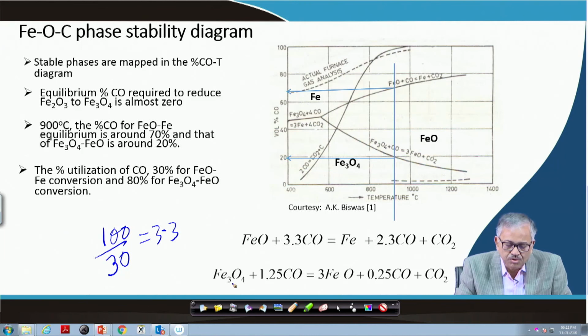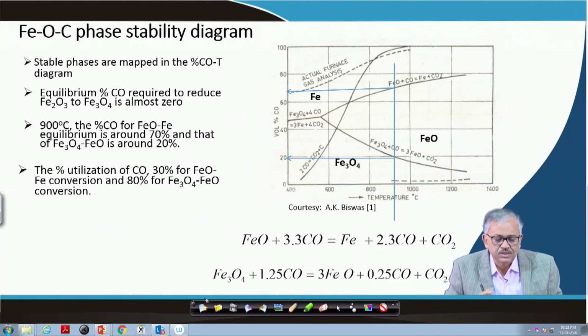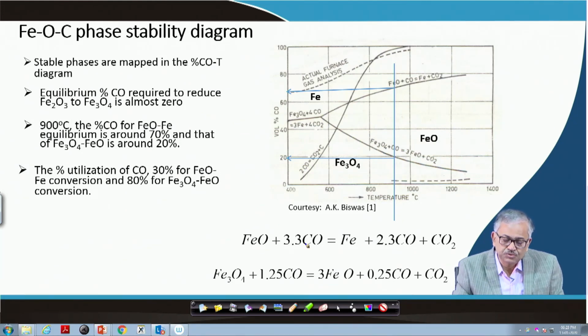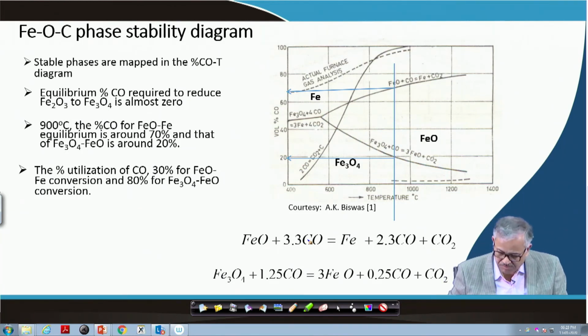Similarly, for Fe3O4 to FeO, your equilibrium reaction will be like this, because here you have 80% utilization and 20% in equilibrium. So, 1.25 mole of CO will be required to reduce 1 mole of Fe3O4, and 0.25 mole of CO will be in equilibrium with 1 mole of CO2. So, these are the equilibrium reactions. Actually, this is the reaction that takes place, and this much CO is required; it is not that 1 mole of CO will convert the FeO to Fe. So, at 900 degrees centigrade, the CO requirement is quite high.